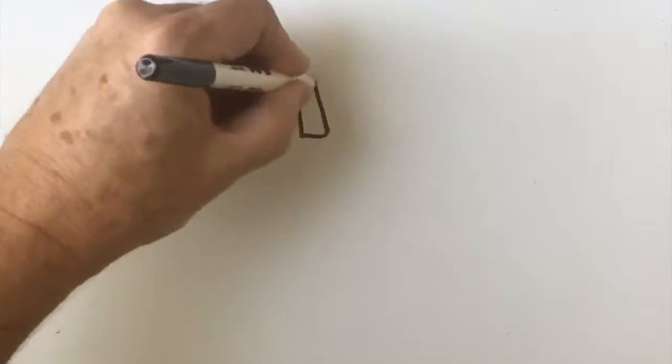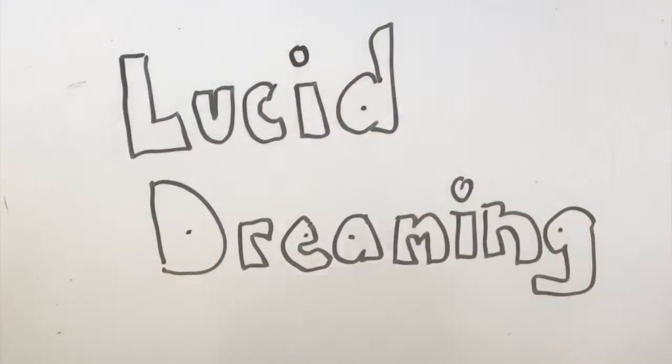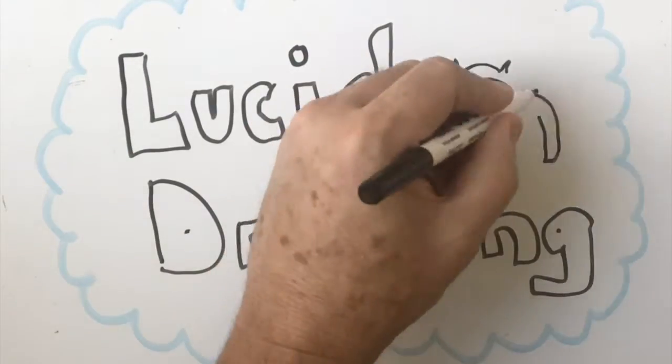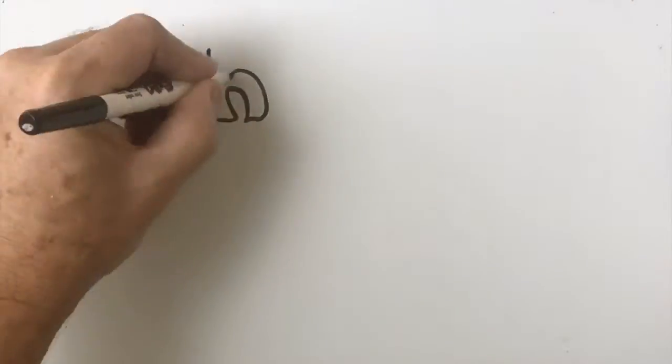Whether your teacher assigns you the topic or you pick it yourself, it can be an overwhelming time, especially if you don't know that much about this subject. So for this tutorial, I picked a subject I know very little about, and that's lucid dreaming. So let's get started. What do I know?